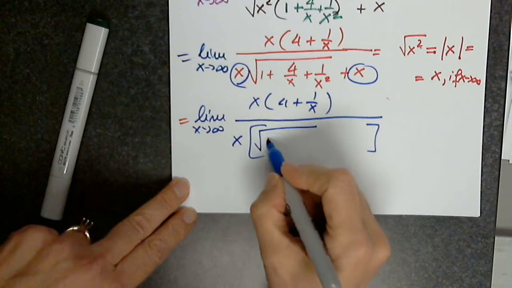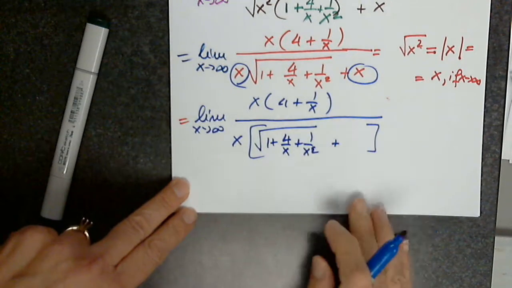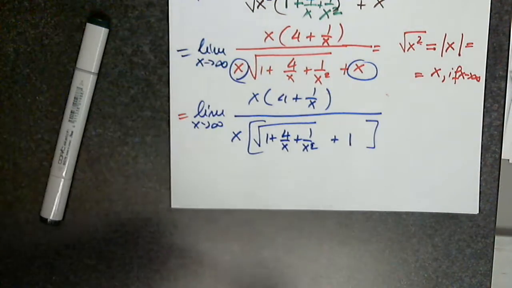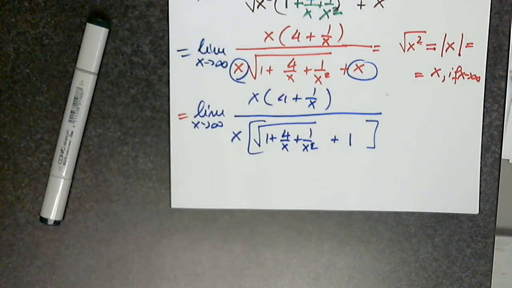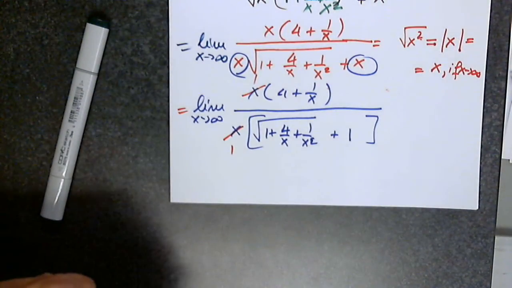Well, I have the square root, right? 1 plus 4 over x plus 1 over x squared, and then plus what? Indeed. Okay. What happens next? Thomas? Cancel out. Very good. I simplify x. What if x is 0?